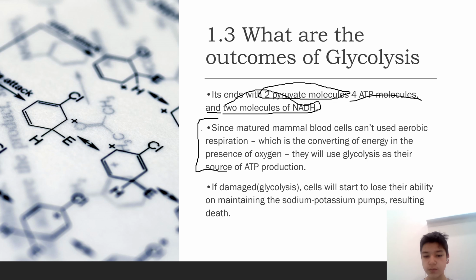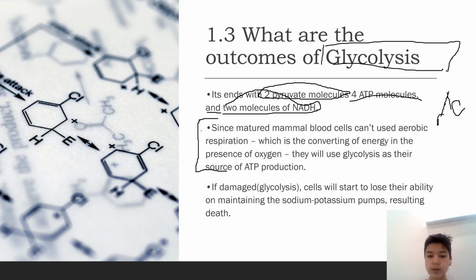We discussed this part. We use glycolysis as a source of ATP production. What this means is that since not every cell can use aerobic respiration like we do by breathing, they're going to use anaerobic respiration, which is a type of respiration that converts energy without the use of oxygen. And that occurs with glycolysis. Glycolysis is part of anaerobic respiration. That's the second outcome.